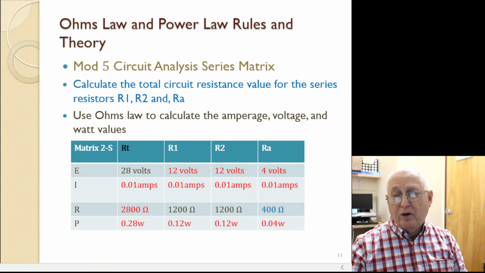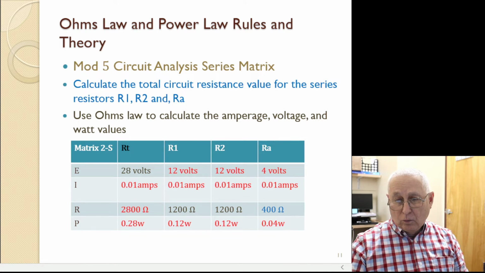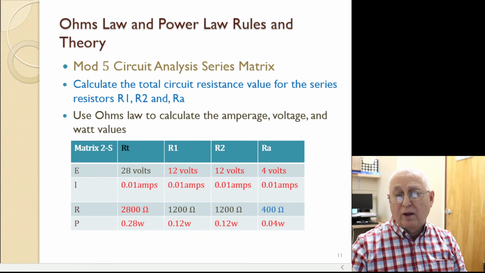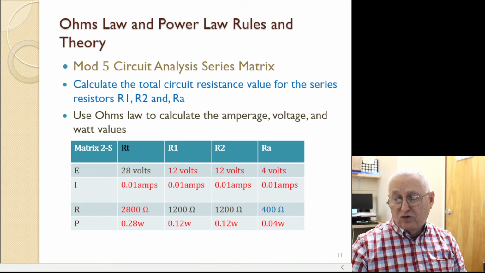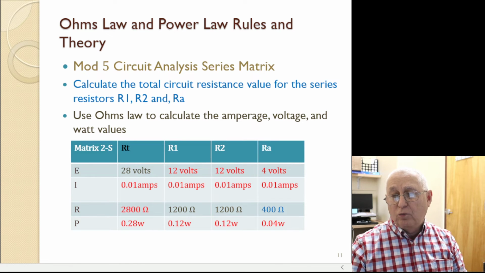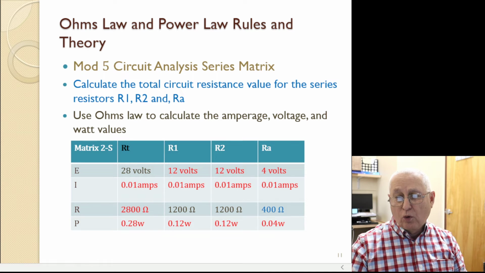Now we can determine our voltage drop. I times R is going to give us our voltage drop. 0.01 times 1200 ohms gives us 12 volts. Same values here, 0.01 times 1200 ohms gives us 12 volts, and 0.01 times 400 ohms gives us 4 volts. 4 volts plus 12 volts plus 12 volts equals 28 volts.